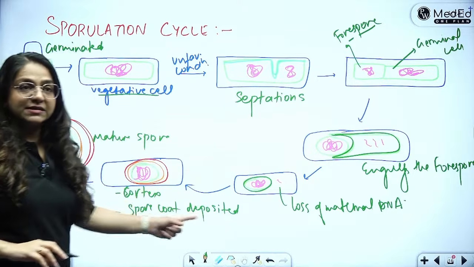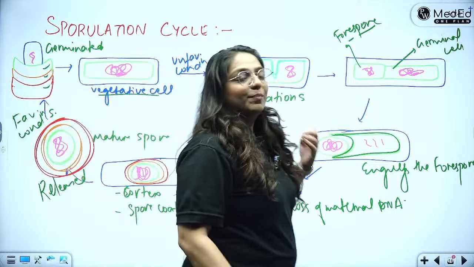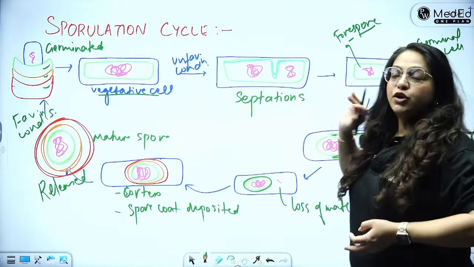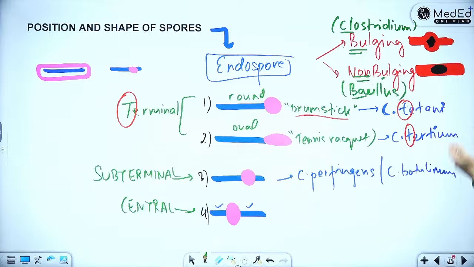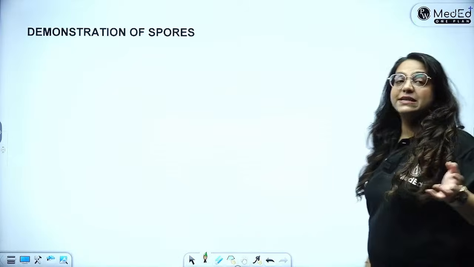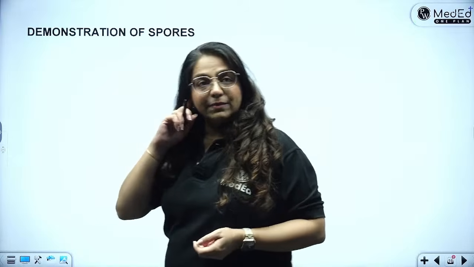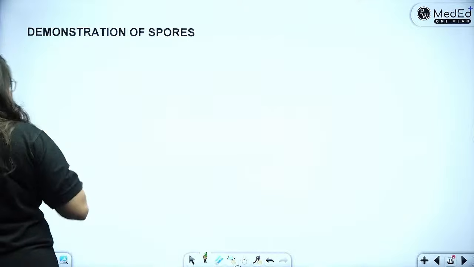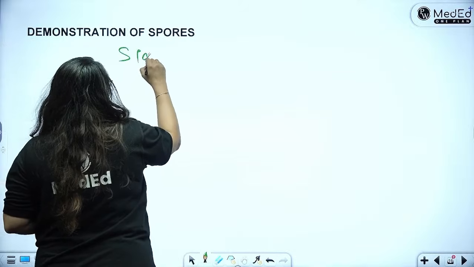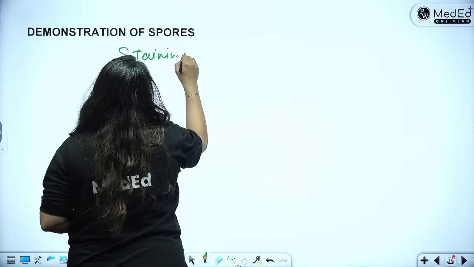So the entire cycle of sporulation is complete, and you must draw this in the exam as well. Now of course we have seen the position and shapes and examples. Now we have to talk about the demonstration of the spores. Now staining is the mainstay. Staining is the mainstay of demonstration of spores.